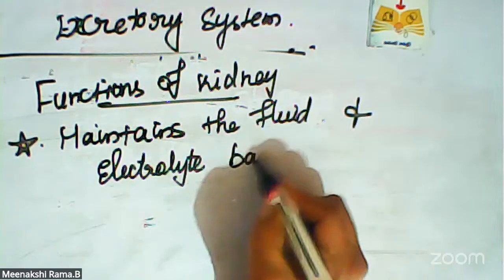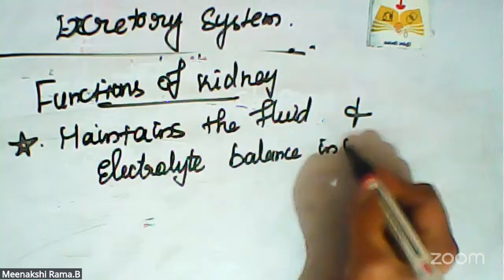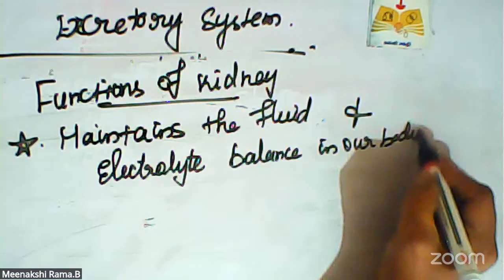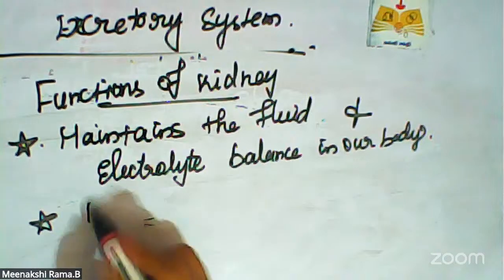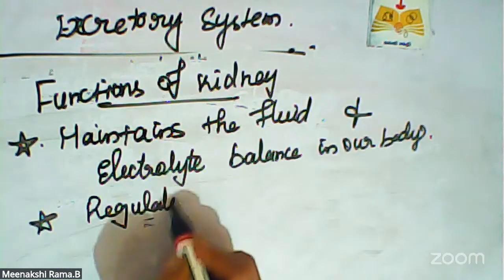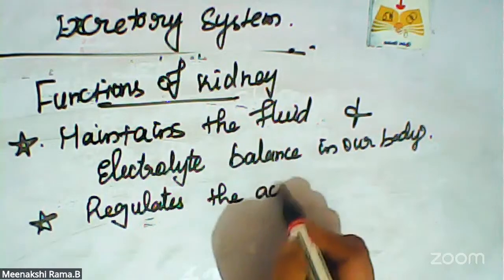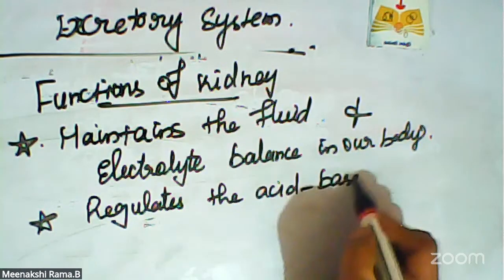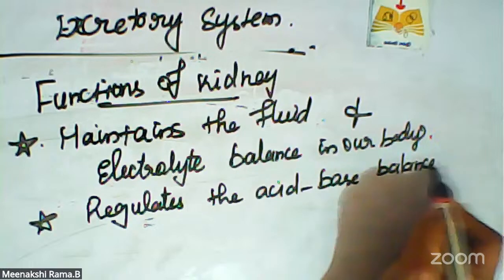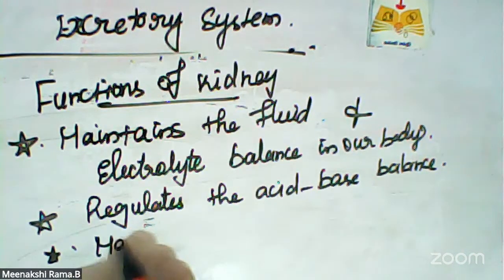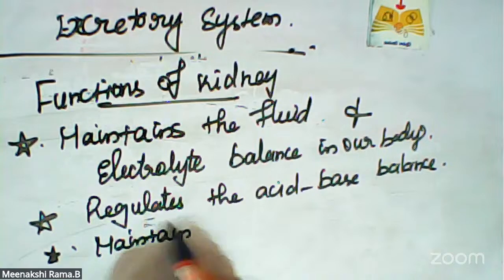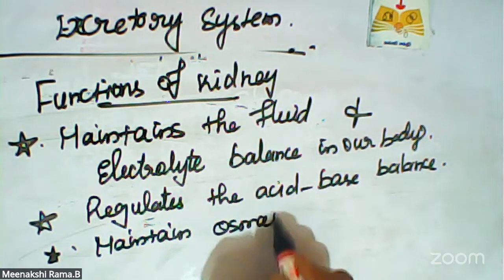Electrolyte balance in our body. This is the main function of the kidney. Second, it regulates the acid-base balance. This is the second main work of the kidney. And third, it maintains the osmotic pressure of our body.